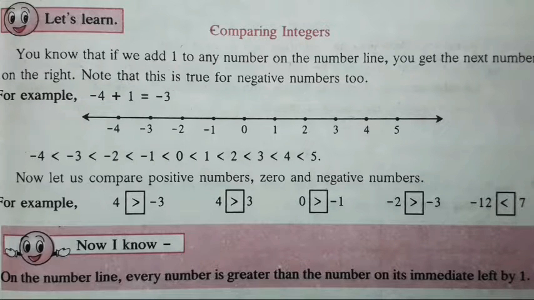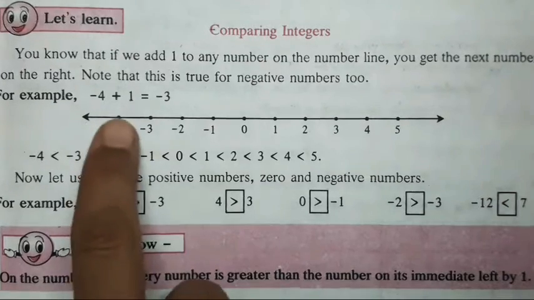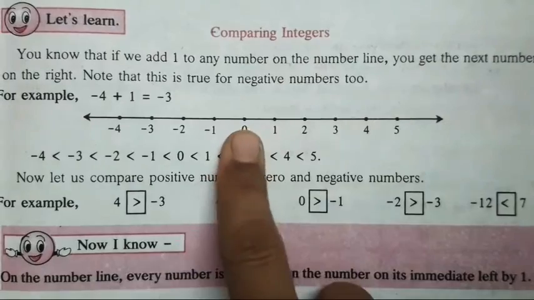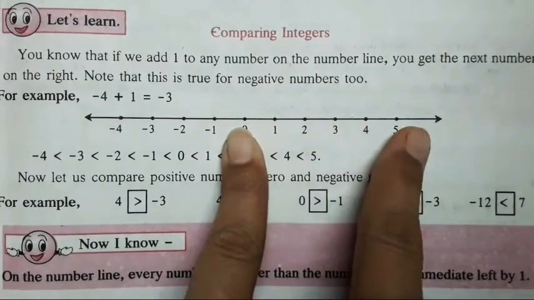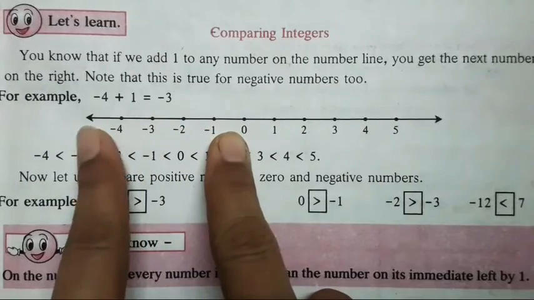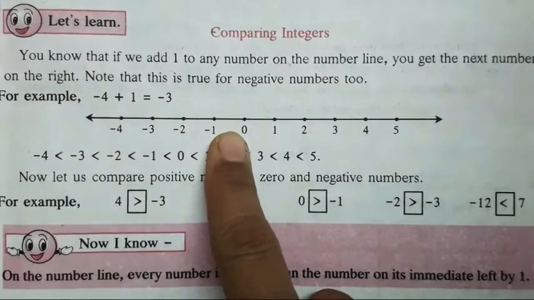Okay, so now first we have to study what is a number line. In the very starting of this chapter I have explained what is a number line. This is a number line. It starts with 0. To the right hand side of 0 are positive integers, and to the left hand side of 0 are the negative integers.